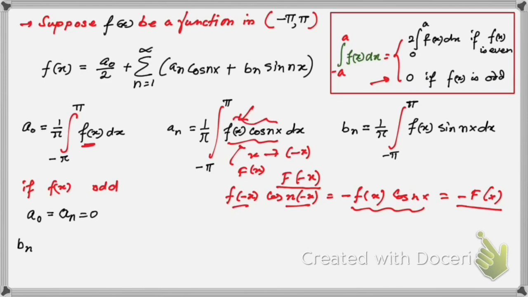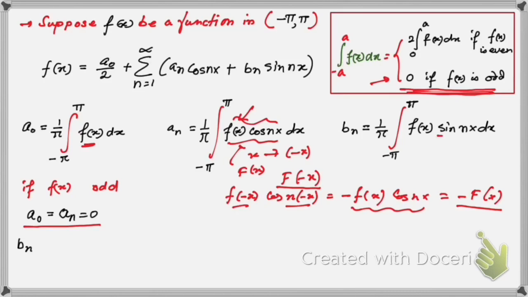So in that case, according to this result, this identity, this integral should be 0. So hope you have understood. That's why a_0 and a_n, when the function is odd, these two will be 0, and b_n, this one here.